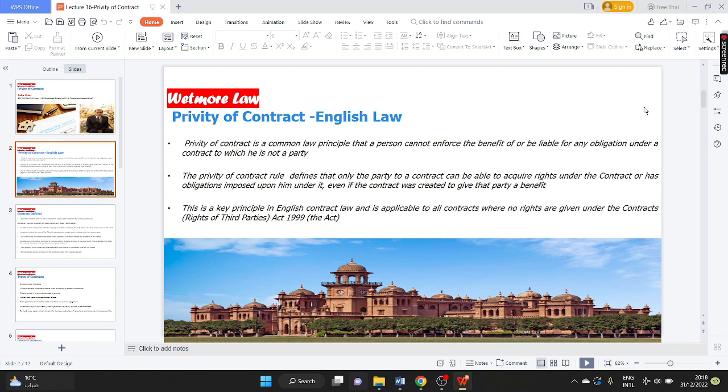The privity of contract rule defines that only the party to a contract can acquire rights under the contract or have obligations imposed upon him under it, even if the contract was created to give that party a benefit. This is a key principle in English contract law and is applicable to all contracts where no rights are given under the Contracts (Rights of Third Parties) Act 1999.